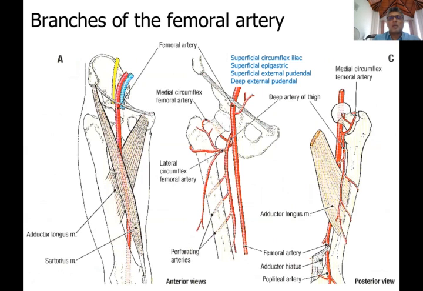So these are the few branches that I mentioned that are given at the beginning of the femoral artery, the 4 branches. Then the deep artery, as you can see here, the deep artery of the thigh or the profunda femoris artery, the 2 main.